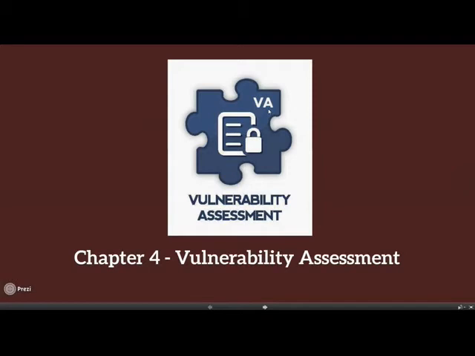Welcome to Chapter 4 in our security textbook, Vulnerability Assessment. Vulnerability assessment is a systematic and methodical evaluation of the exposure of assets to attackers, forces of nature, and any other thing that is potentially harmful.